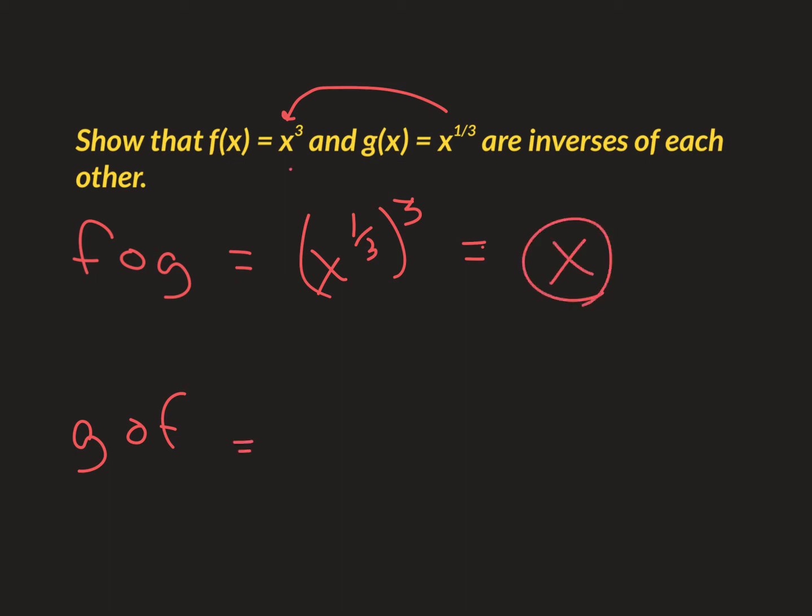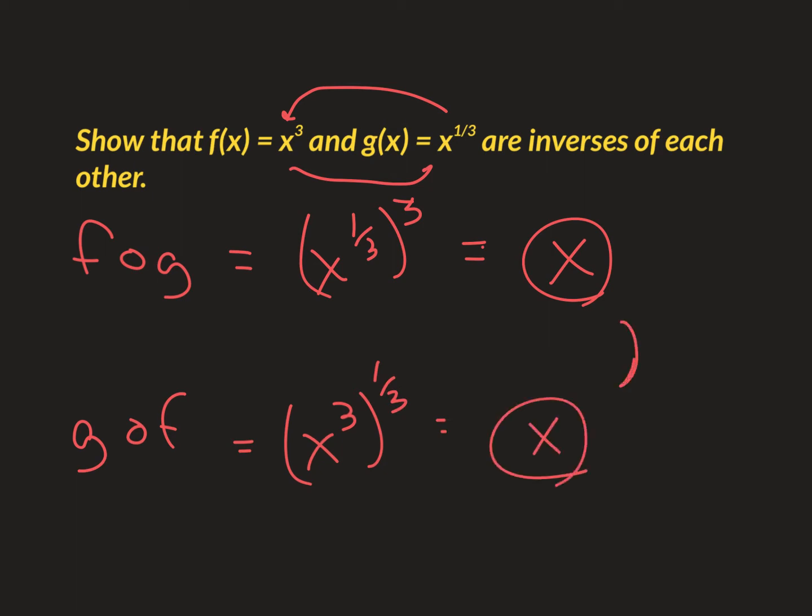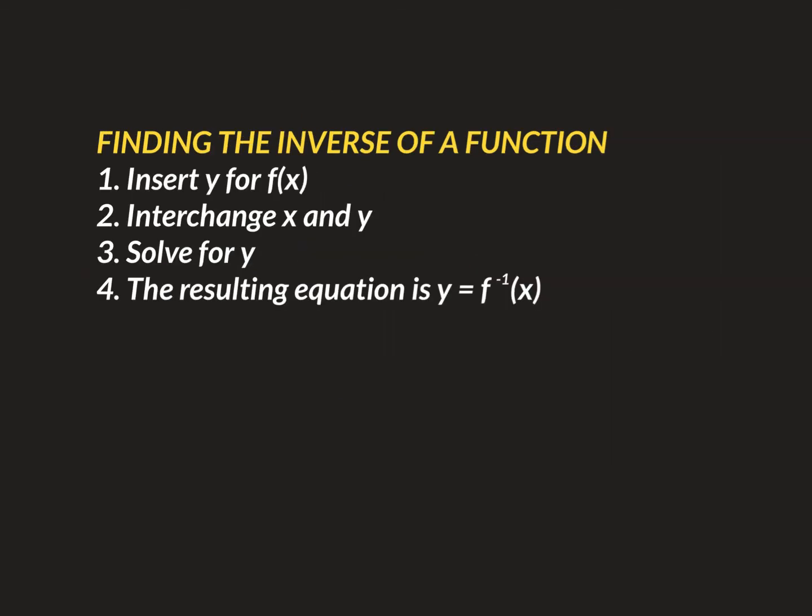g of f. Now you're going to plug f into g, so you're going to get x cubed to the 1/3. And again, you're multiplying exponents, you get x. And because you get x both times, they are inverses. They are inverses because they both equal x. And that's the key. They both have to equal x to be considered inverses.